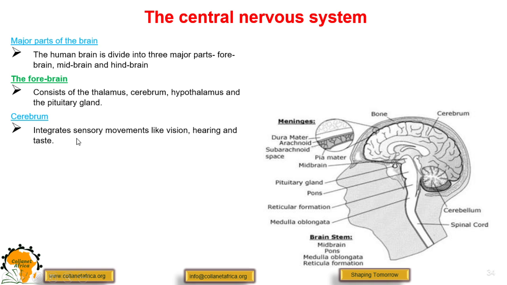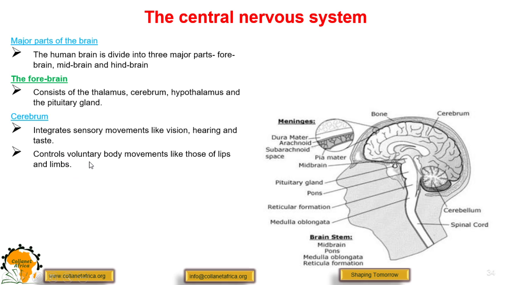The cerebrum integrates sensory movements like vision, hearing, and taste. So you can view this. You are viewing this lesson. You can hear me, and you also have the sense of taste. So that is the role of the cerebrum.